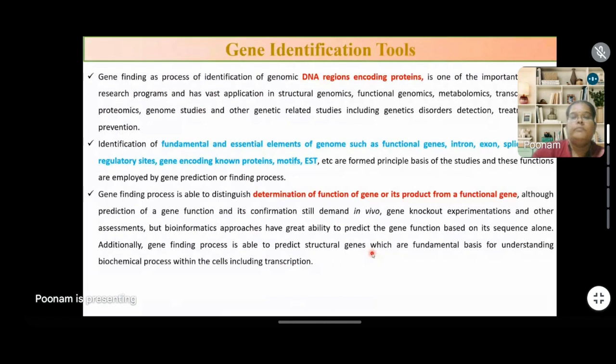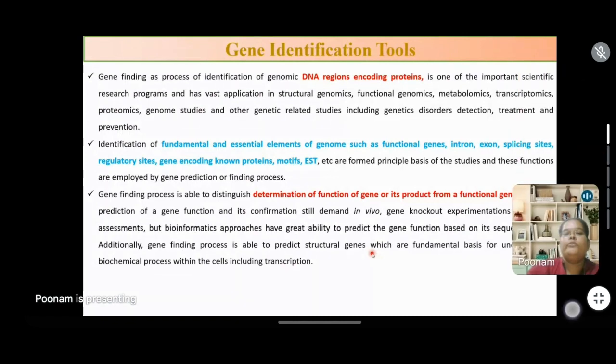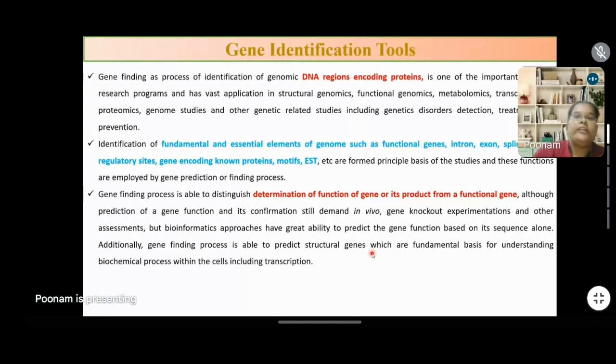Now, as I mentioned earlier, you cannot separate the gene identification tools from the genome annotation, because ultimately in genome annotation you are trying to identify the locus of the gene, at the structural level and at the functional level. So ultimately these gene identification tools provide you the functional gene, deciphering the genome in the form of functional genes, introns, exons, splicing sites, regulatory sites, protein-encoding genes, different motifs, ESTs that are present on that DNA sequence. So all of them are there. It is basically for the determination of the function or its product from the functional gene.